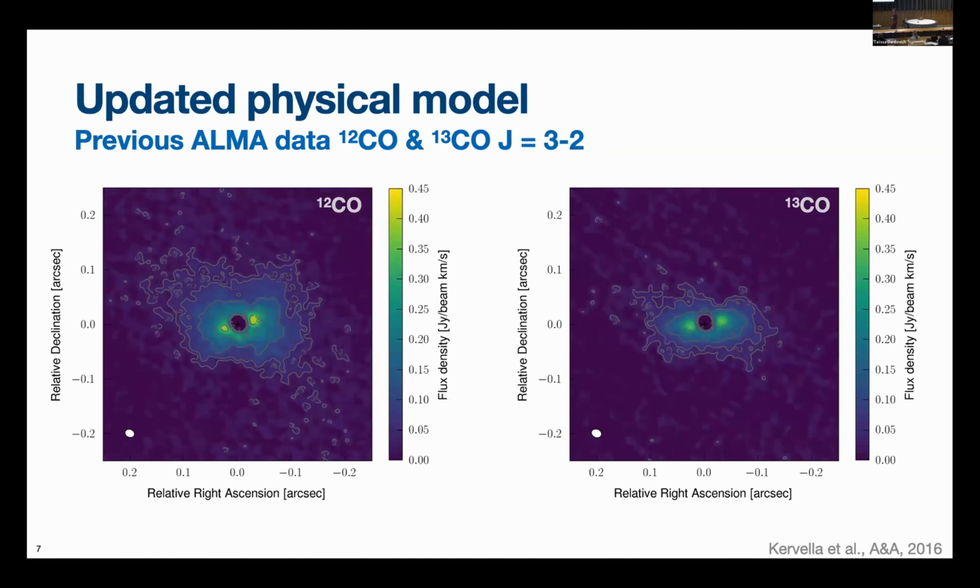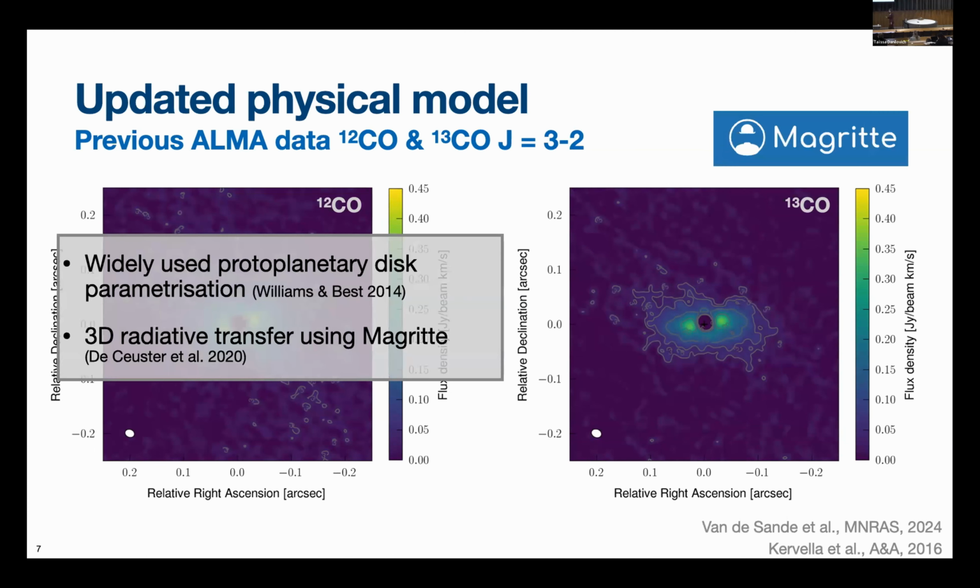So first of all, we had to extract a new physical model of the disk around L2 Puppis. For that, we used archival data. So we used ALMA observations of 12CO and 13CO. These are the moment zero maps of the 3-2 lines that we used. And you can again see it's quite a nice disky structure. And we then fitted a widely used parametrization for protoplanetary disks to the data with a lot of trial and error using a 3D radiative transfer code called Magritte, which is publicly available.